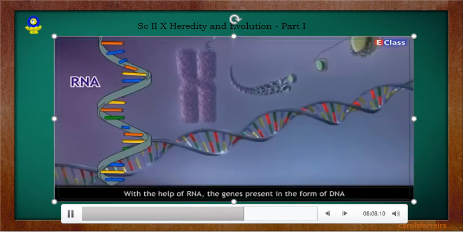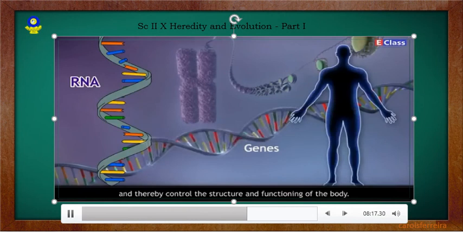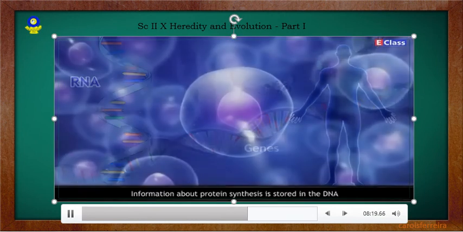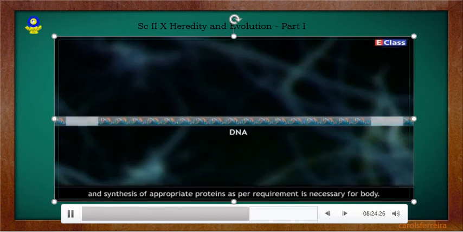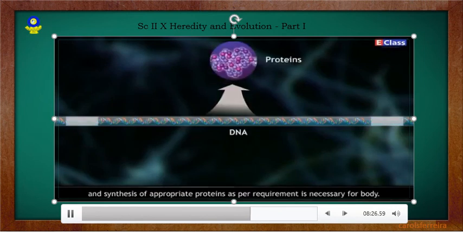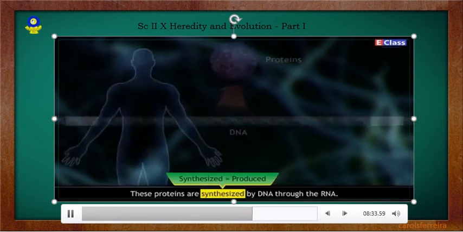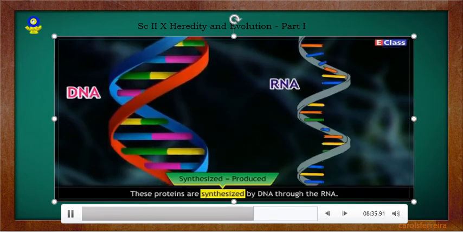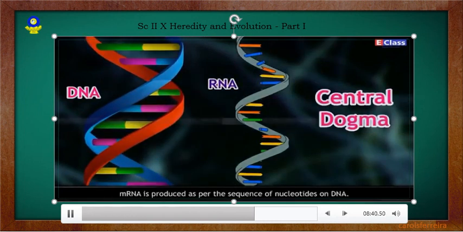With the help of RNA, the genes present in the form of DNA participate in the functioning of the cell and thereby control the structure and functioning of the body. Information about protein synthesis is stored in the DNA, and synthesis of appropriate proteins as per requirement is necessary for the body. These proteins are synthesized by DNA through the RNA. This is called the central dogma.